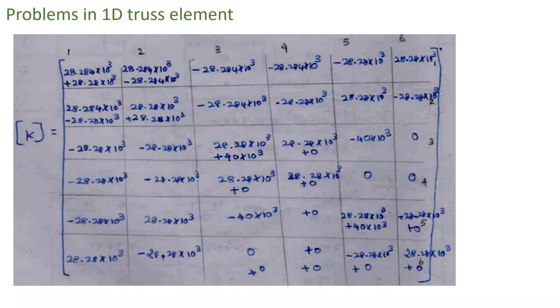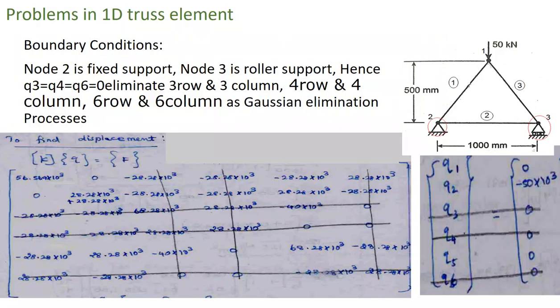So this is the global stiffness matrix. After that, we apply the boundary conditions. Node 1 is fixed, so the corresponding displacements u1 and v1 will be 0. Node 3 is a roller support, so v3 will be 0. And the force acting at node 2 is a vertical force, so F4 will be minus 50 into 10 to the power 3.